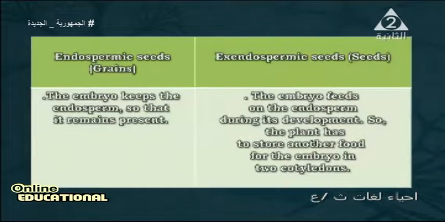Okay, there are endospermic seeds, okay, endospermic seeds which contain grains, and the exoendospermic seeds. Endospermic seeds and exoendospermic seeds. In endospermic seeds, the embryo keeps the endosperm so that it remains present. But what is the exoendospermic? The embryo feeds on the endosperm during its development. So the plant has to store another food for the embryo in the cotyledon. We say this is like the fava bean. The fava bean or bean seeds, we say that they store food in the two cotyledons.